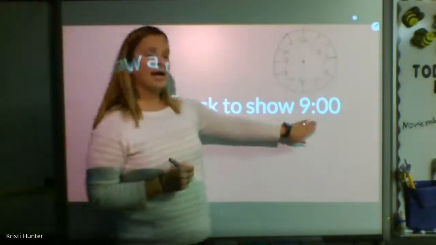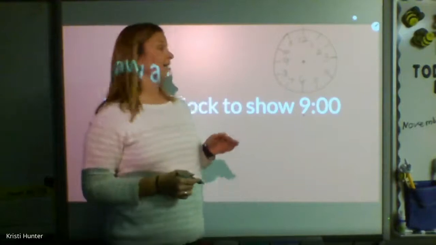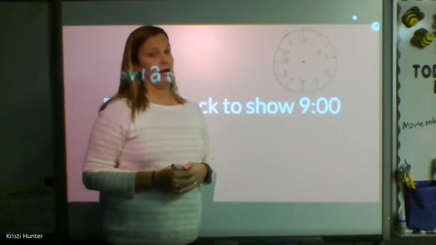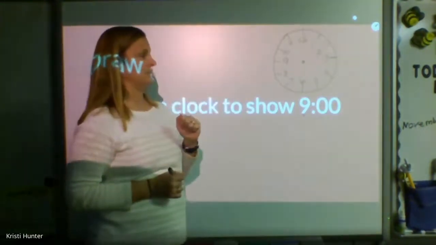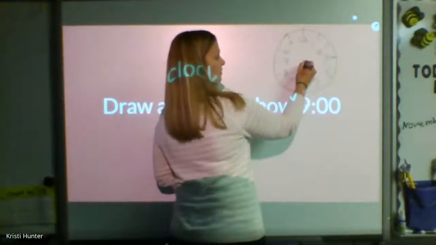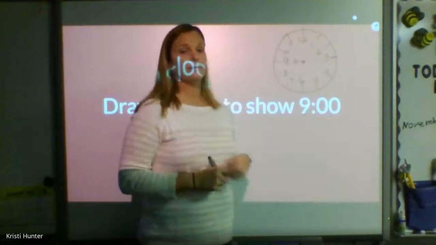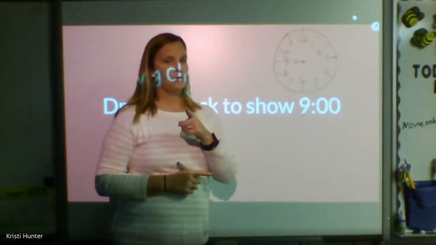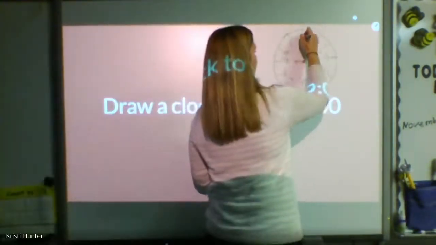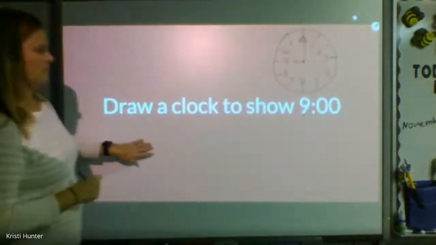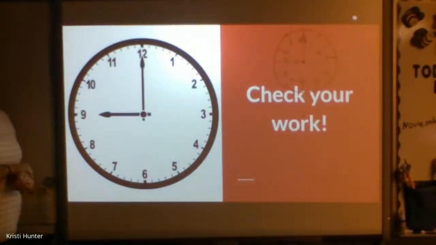All right, so 9 o'clock. 9 tells me that I need my short hand to point at the 9, not touch it. That's the long minute hand's job, is to reach out and touch. So the short hand's going to point at the 9, but not touch it. It is exactly 9 o'clock. Remember, where did that minute hand go? O'clock, straight up. All right, so let's look what we got. Let's see if your clock matches mine. 9 o'clock.